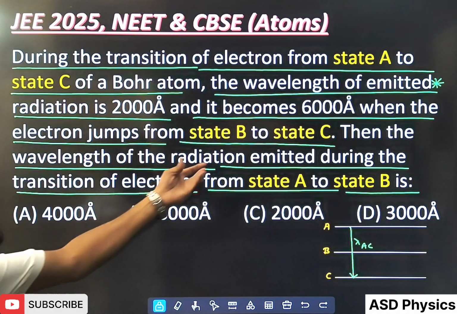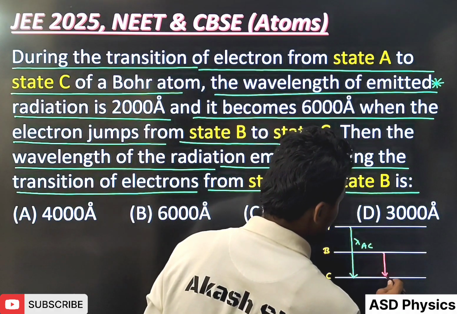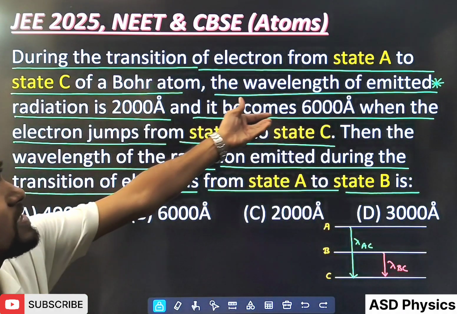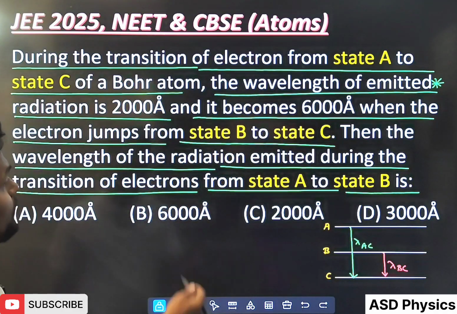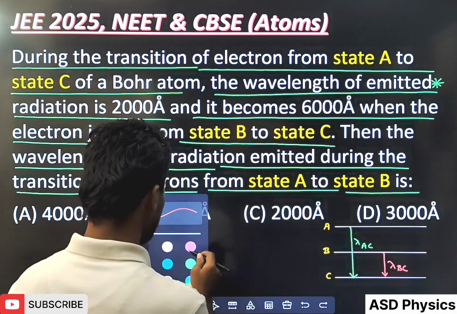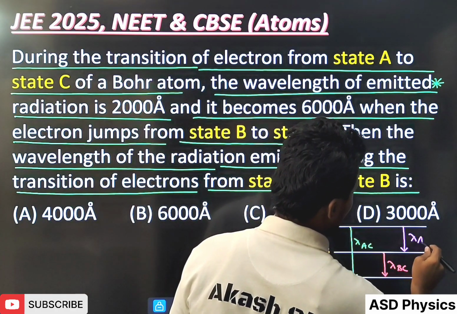Next, what is given here? They are telling state B to C. So when it is going from state B to C, let's take lambda BC, that is 6000 angstrom. Next, they are asking state A to B. So for state A to B, we have to calculate lambda AB.